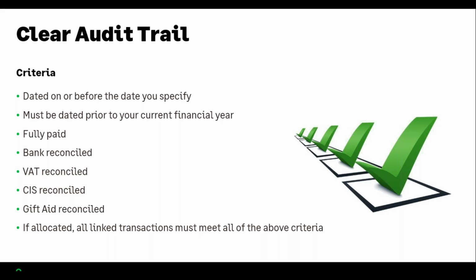Therefore, it can be deleted in a Clear Audit Trail. So Sage needs to know that X belongs to Y. Everything must be finished. And that goes on for the rest of the criteria, I must say. So bank reconciled, VAT reconciled, making sure that everything's closed off and accounted for. Nothing can go missing. More kind of abstract with your CIS reconciliation.